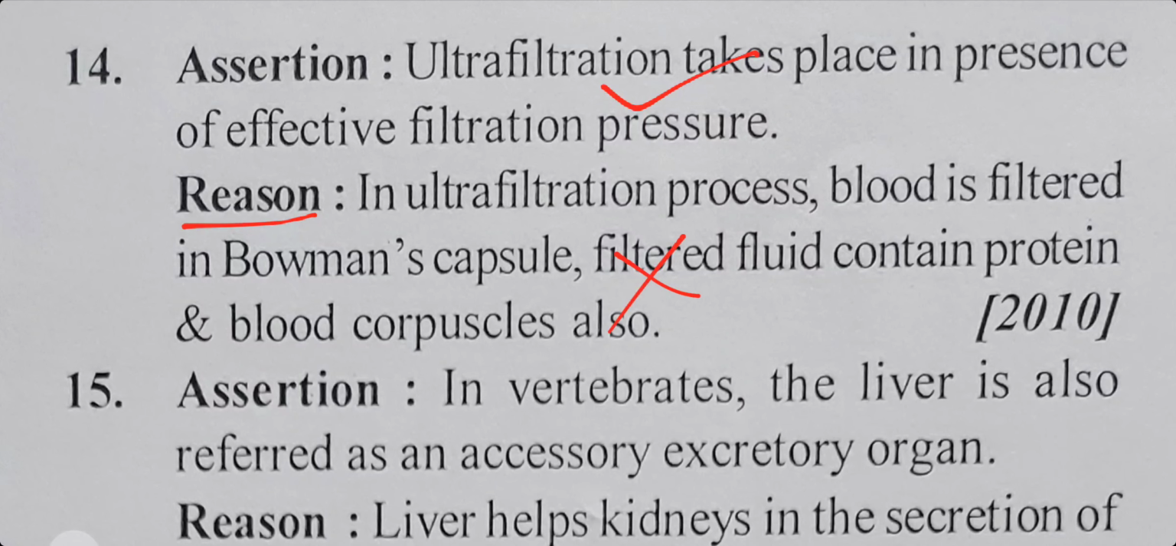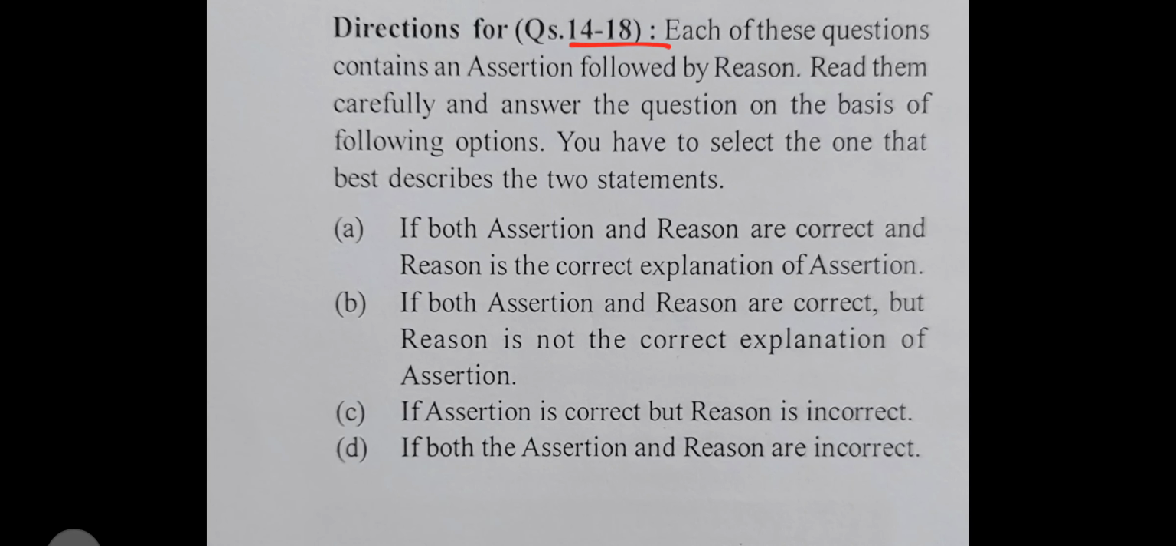From the 14th to the 18th question, there are only 4 options. Here we have to see the assertion is correct and reason is incorrect. You can see in the third option the assertion is correct but the reason is incorrect. This is the answer. And now we'll move to the 15th question.